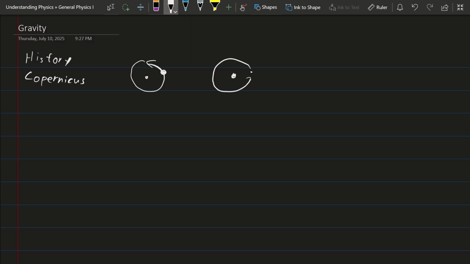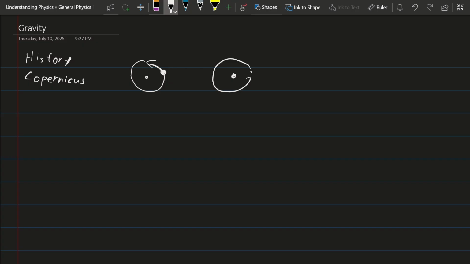Because without this thought, people won't even think that gravity even exists. They will just think, well, the planets move like this, and that's the only thought. They don't care about what creates this motion.